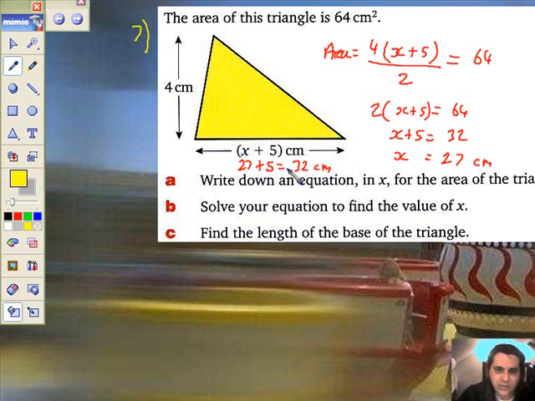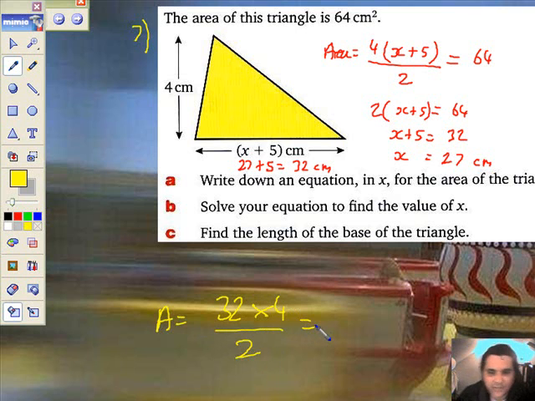If this is true, then half base times height should equal 64. Let's try it. Well, the base is 32, the height is 4, and halving it gives me the area of the triangle. So let's just try it. 32 times 4 equals, I'm obviously going to take my time with this one, I've got loads of time and space, so 128 divided by 2. What's 128 divided by 2? I can see that's 64.